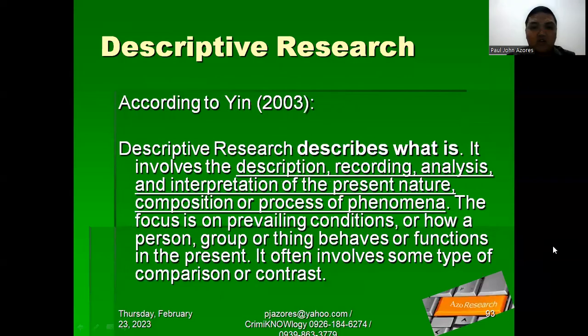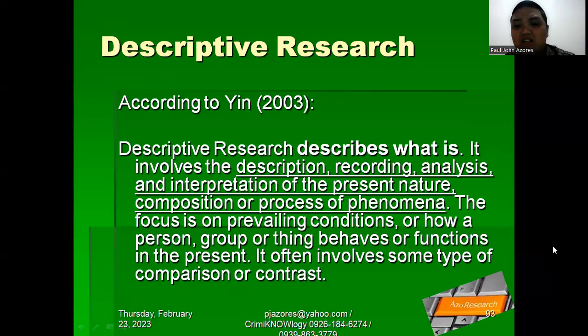Now let's have a walkthrough concerning the descriptive research. According to Yin 2003, descriptive research describes what is. So if you want to know a phenomenon, descriptive method is the best research method. It is involved in the description, recording, analysis, and interpretation of the present nature, composition, or process of phenomena. The focus is on the prevailing condition, or showing how a person, group, or thing behaves or functions in the present. It often involves some types of comparison or contrast.